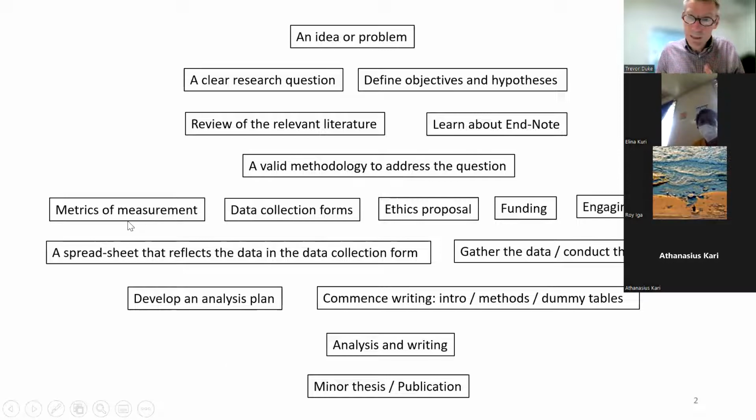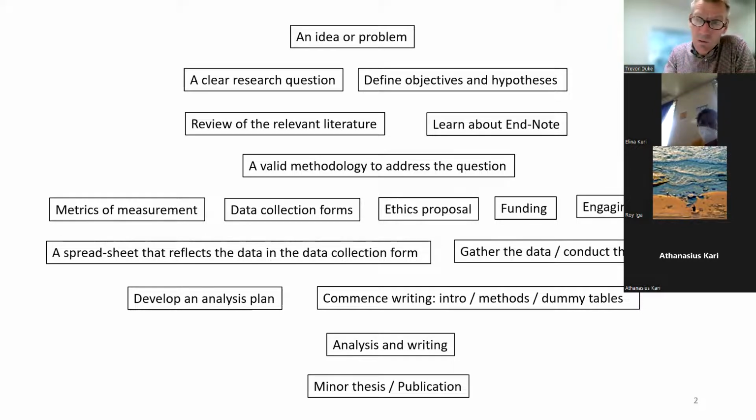I'll talk a bit about the metrics of measurement. But metrics are just simply units of measurement. So, for example, how we measure respiratory distress, how we measure weight, how we measure height. These might seem simple, but to define your units of measurement is very important at the start. And I'll explain why that's important when we talk about designing a spreadsheet.